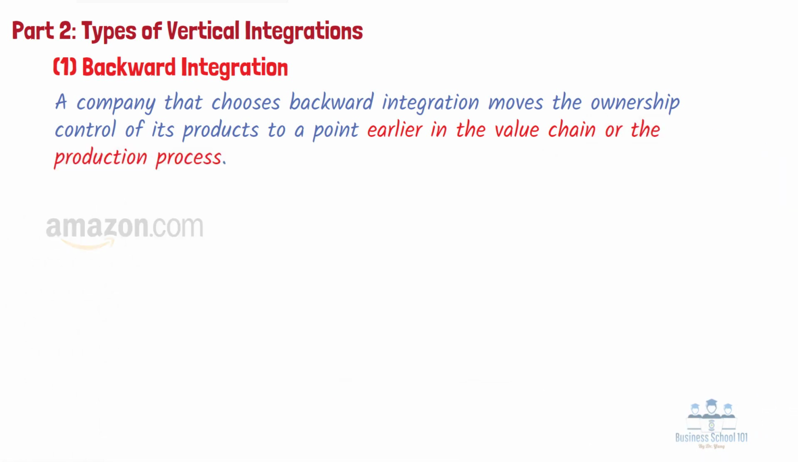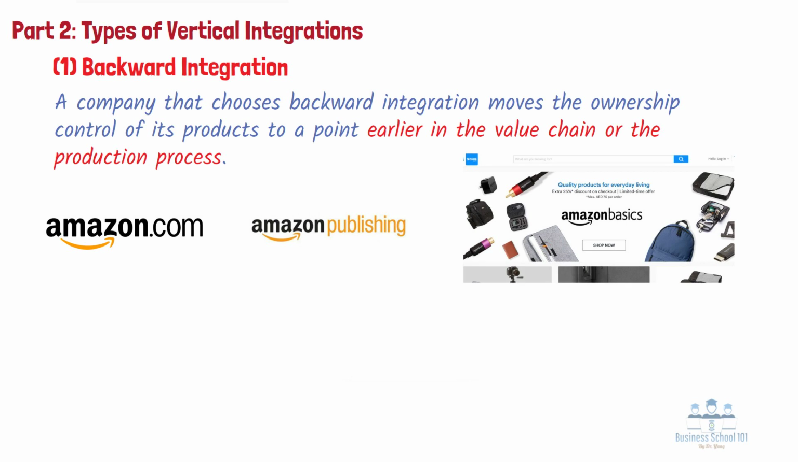For example, Amazon.com Inc. started as an online retailer of books that it purchased from established publishers, and over time, Amazon became its own publisher. The company eventually branched out into thousands of branded products. Then it introduced its own private label, Amazon Basics, to sell directly to consumers.